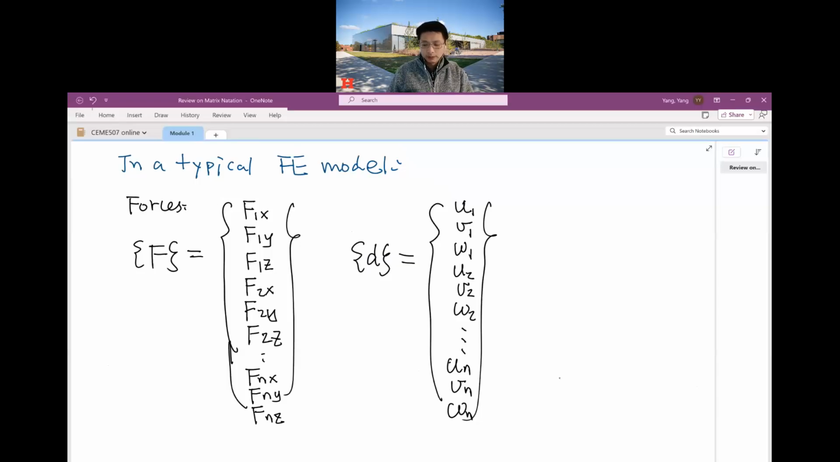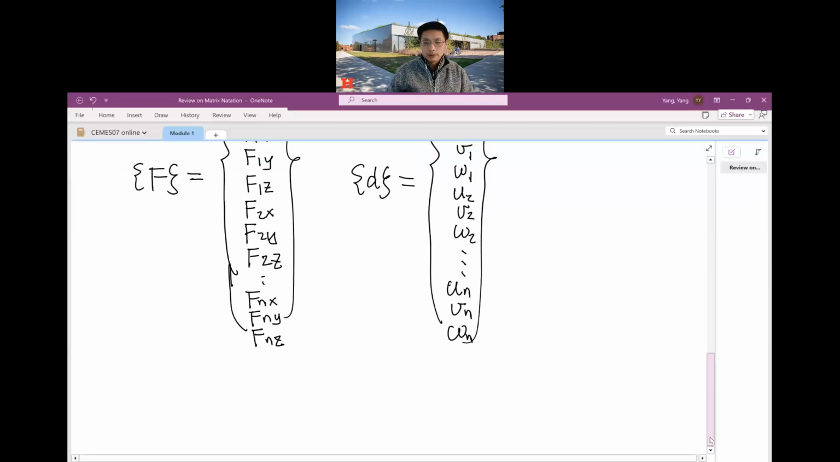So this is the case. This is actually in most cases, the forces and the displacements, the matrix, all these numbers, most of them are unknown to us. So the goal of the finite element method is to formulate equations to solve for the unknown forces or unknown displacements here.